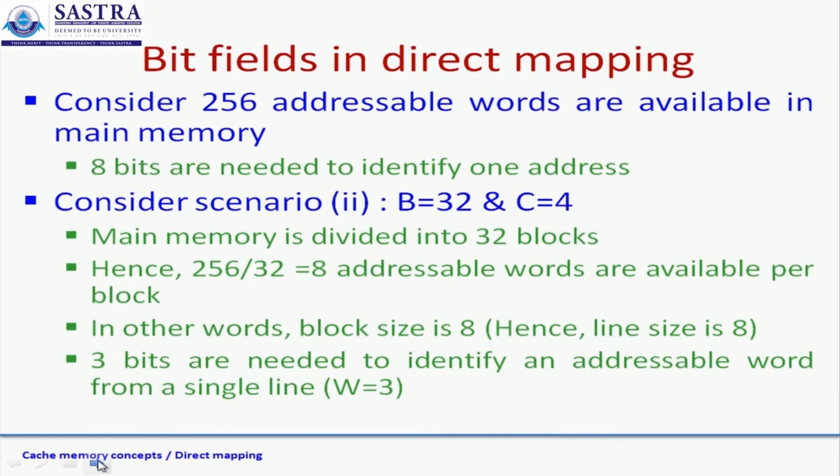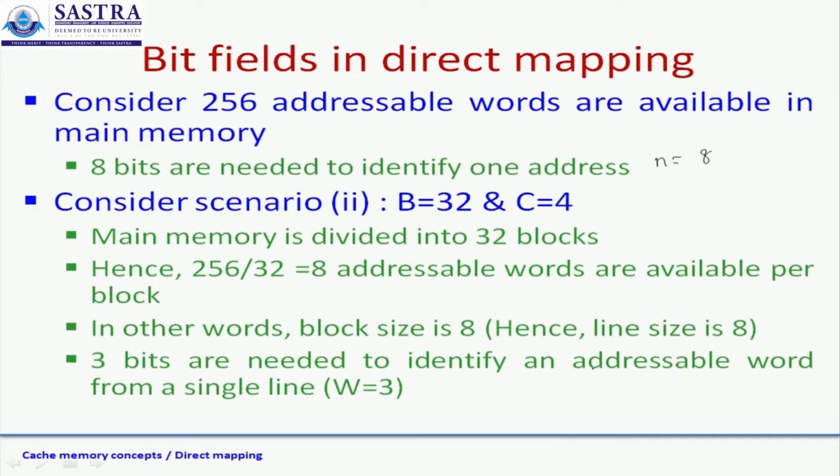Bit fields in direct mapping. Let's see an example. Let's consider scenario 2. Consider 256 addressable words are available in main memory. It implies 8 bits are needed to identify one address. Address bus size will be 8, n equals 8.